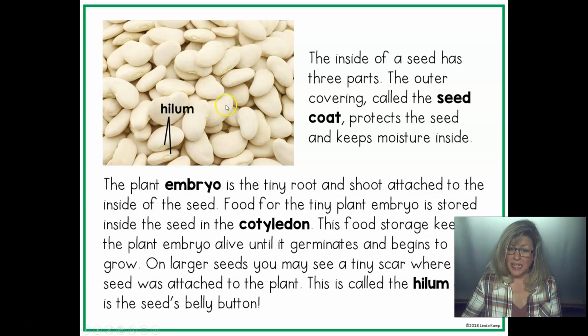So these are bean seeds. The inside of a seed has three main parts. The outer covering, called the seed coat, protects the seed and keeps moisture inside. The plant embryo is the tiny root and shoot attached to the inside of the seed. Just like people, the seed needs food. So the food for the tiny plant embryo is stored inside the seed in the cotyledon.